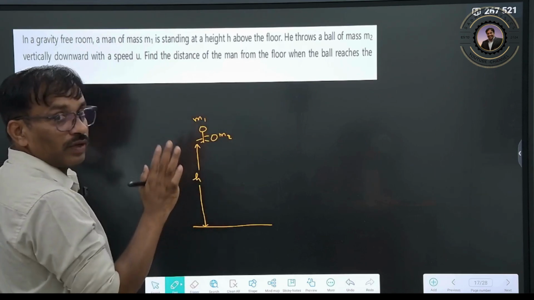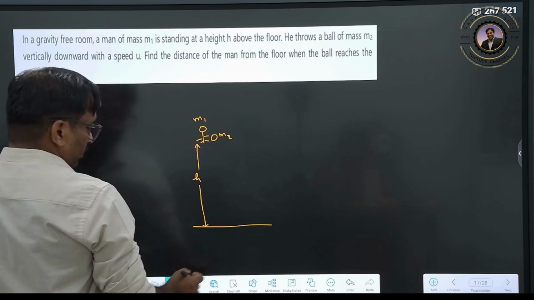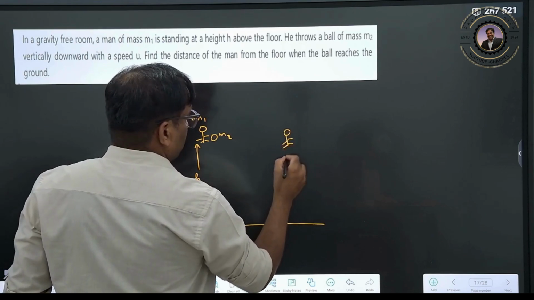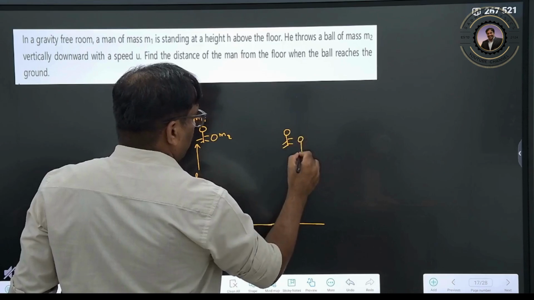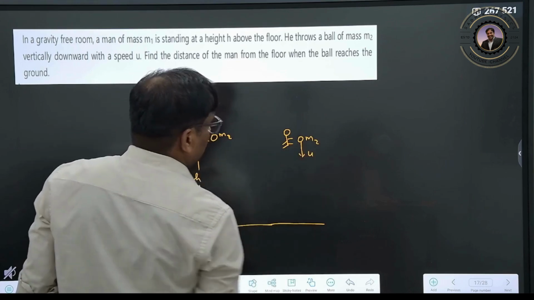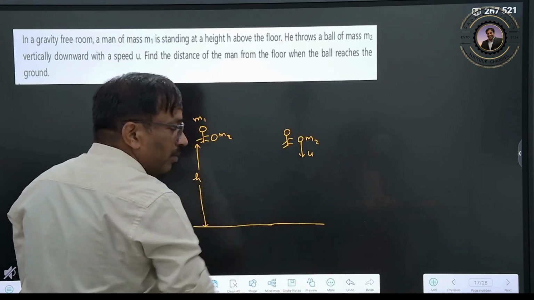Initially he was not moving, therefore he is floating. Clear? Now what did he do? This person, when at the height, threw the ball m2 with some speed u. If he is throwing this now, that means he has created one momentum here, no?